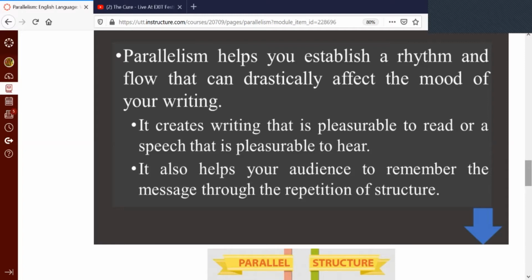It also helps, especially in oral presentations, but as well as in essays. It helps you remember the message. Now, if you sat through a church sermon, you would find that they use a lot of parallelism and repetition because it helps us remember. Or if you have to learn something, it's easier to learn a song that has a parallel structure than it is to learn a piece of prose. That repetition, that structure, that rhythm and flow makes it easier for us to remember the message.